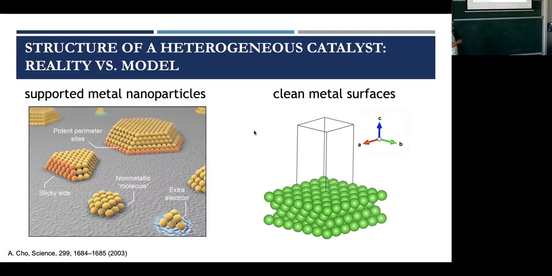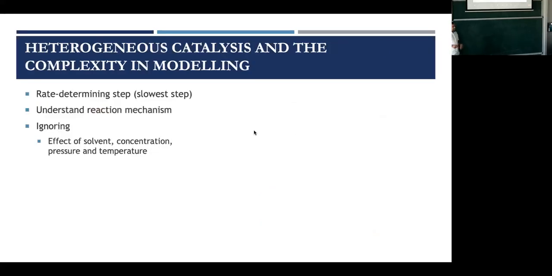So we choose what we think is the most exposed facet to the reaction, and we construct a 2D surface, which is infinite in X and Y, and we introduce a vacuum in Z so that the interaction between 2 slabs is minimal. And then we introduce the molecules and we study the reaction. What we study here is the slowest step. If we can increase the speed of the slowest step, then the reaction can be sped up. So we identify the slowest step, which we call the rate determining step, and we try to understand the reaction mechanism.